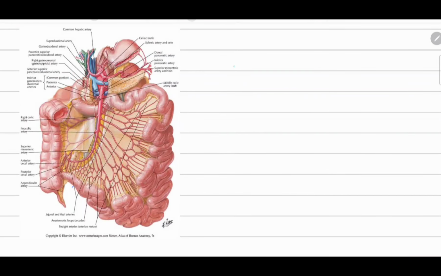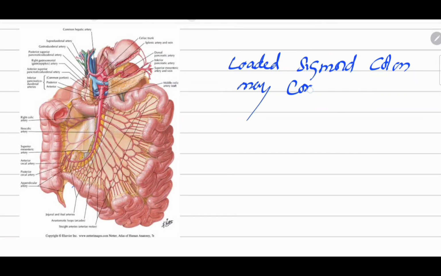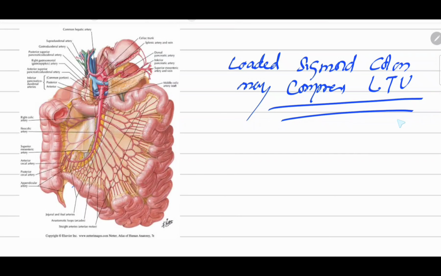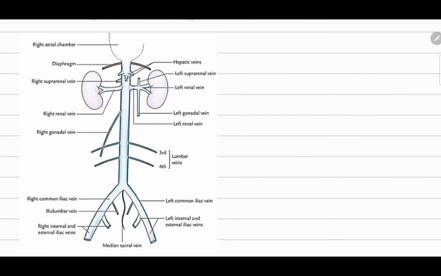Next reason is the loaded colon. A loaded sigmoid colon may compress the left testicular vein. Compression of the left testicular vein by the loaded sigmoid colon also leads to impaired venous return from the testis. That also can be a reason for the increased chances of varicocele on the left side of the testis.